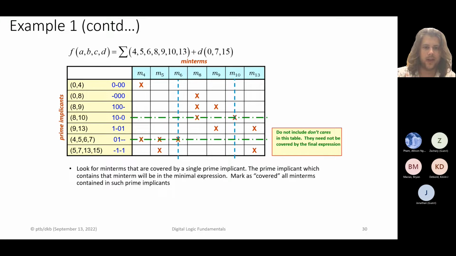And this one can cover the 8 and 10. And then it's also selecting, it's telling us the ones that we've covered after we select these 2 rows. These are represented by the blue lines. So it's telling us we only need the 9 and the 13 left.